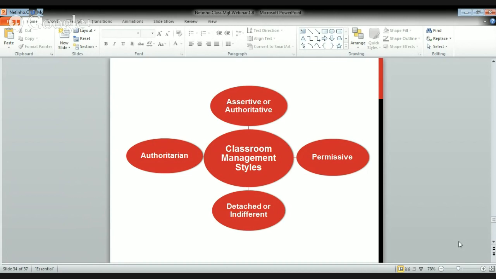Now, students often like this teacher. And the permissive teacher is often a very popular teacher. But eventually, the students learn that the class is out of control and that they're not learning anything. At the bottom, you see the detached or indifferent teacher. And the detached or indifferent teacher is not involved in the classroom.